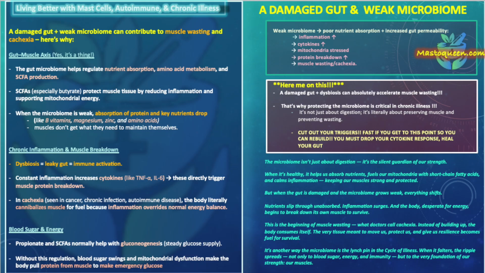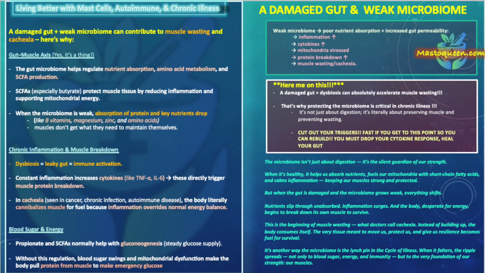Nutrients are going to start slipping through unabsorbed, inflammation is going to surge, and the body, desperate for energy, begins to break down its own muscles to survive. This is the beginning of muscle wasting, what doctors call cachexia. Instead of building up, the body consumes itself. If you're overweight, it'll take the fat stores first, but then it'll also start taking from your muscle. The very tissue meant to move us, protect us, and give us resilience becomes fuel for survival.